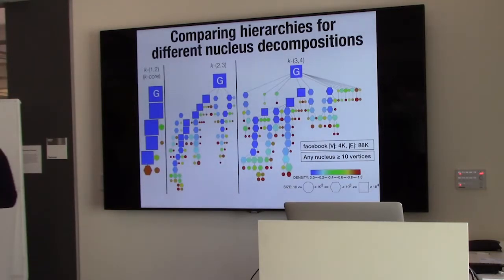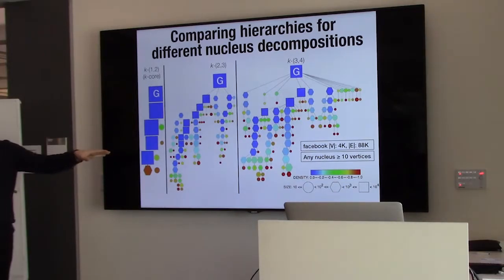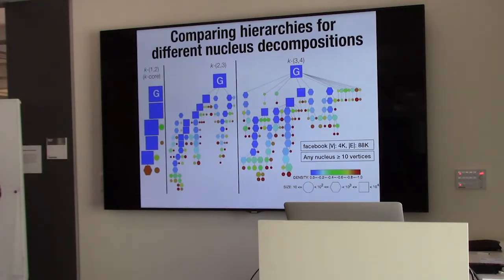So, of course, we tested and we saw what those subgraphs correspond to. These colorful visualizations correspond to the nested hierarchies. In this case, I just took that Facebook network with 4,000 nodes and 88,000 edges. And I just show all the subgraphs, which I call nuclei, with at least 10 vertices. And each subgraph is color-coded for density between 0 and 1.